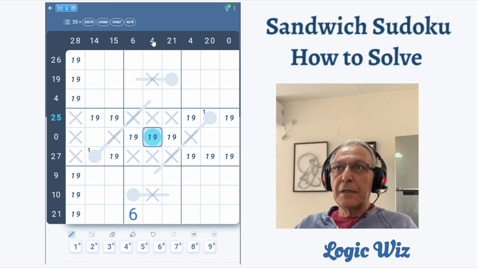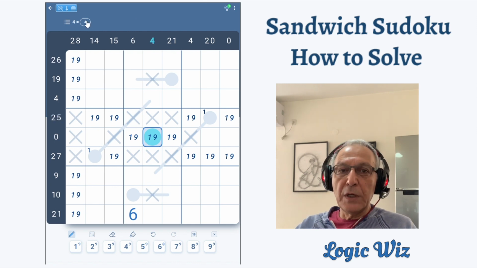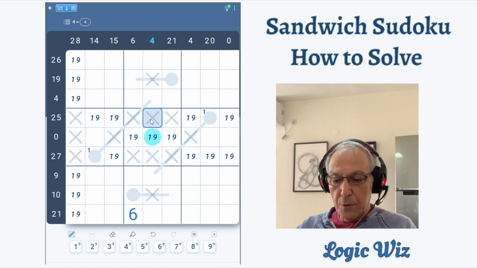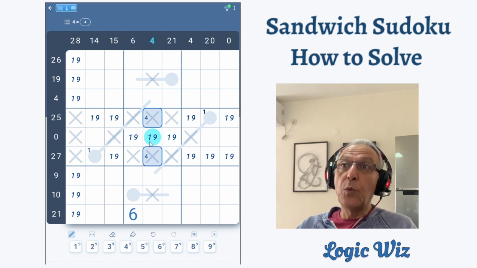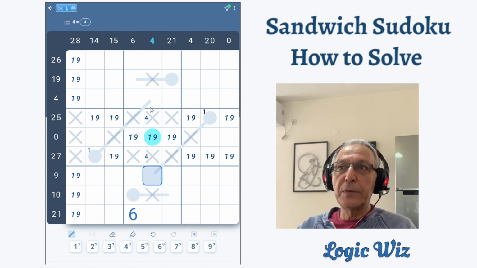Now let's look at the 4 here. We know that 4 can have only 1 digit, 4, so 4 must be in either direction of the 1 or 9 here in the middle. And we know that the other 1 or 9 has to be either here or here.